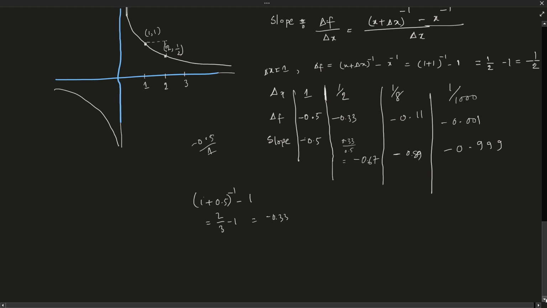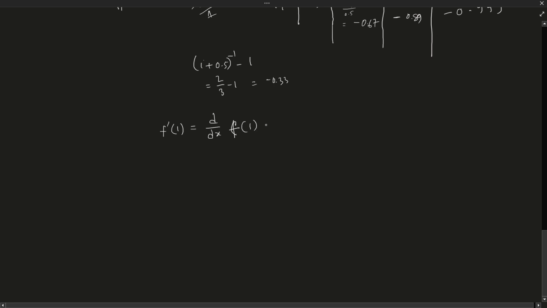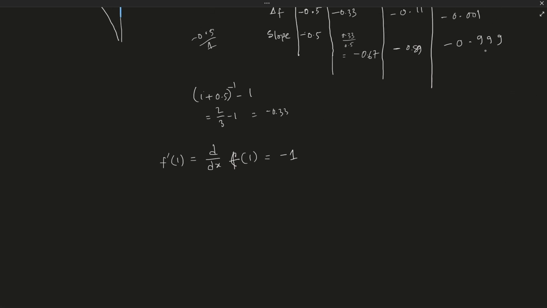So basically, the derivative of f at 1 is, as we have seen, minus 0.999, which we can take as minus 1. So we can write it as minus 1 into 1 square.